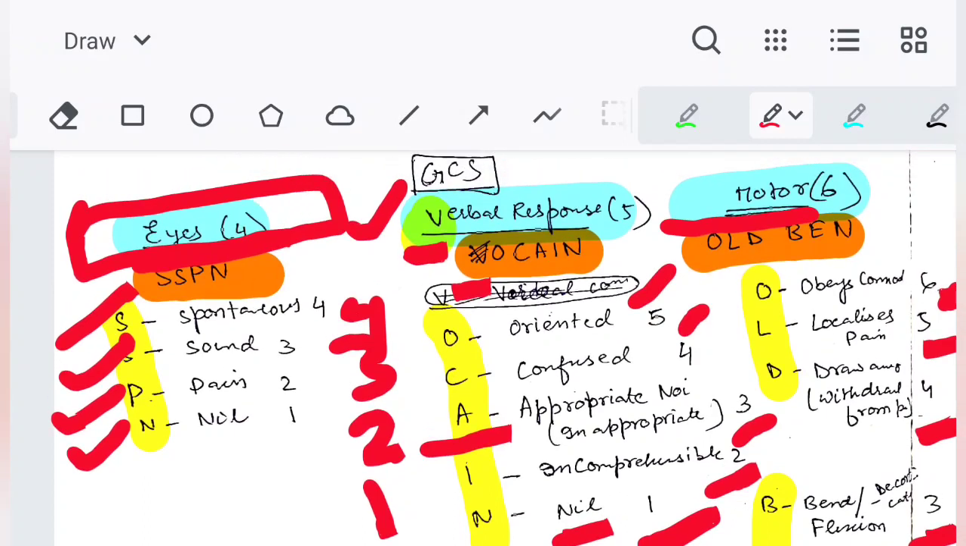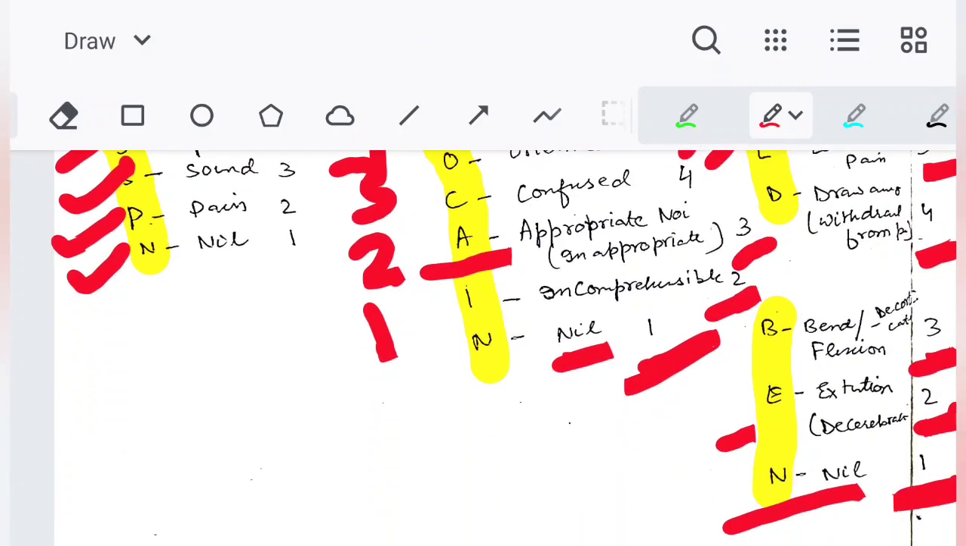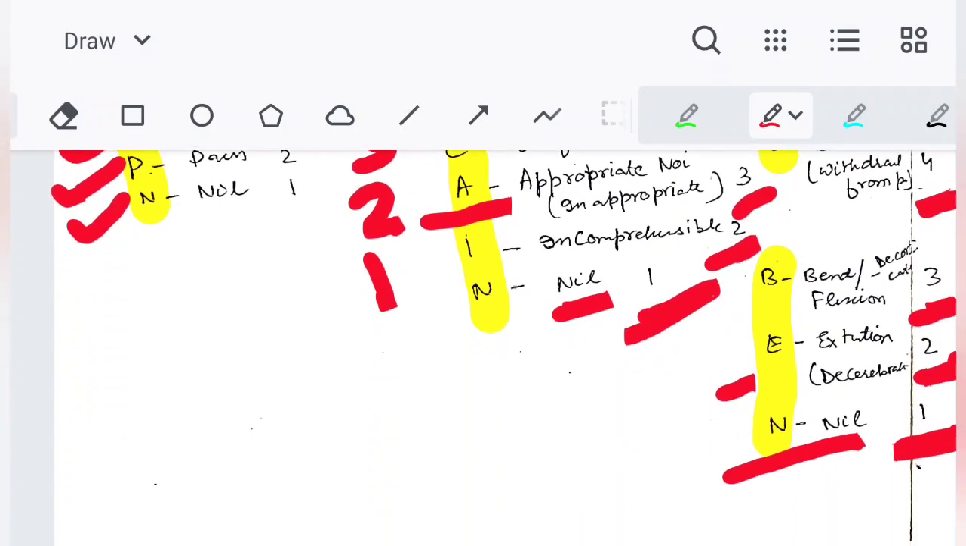So for the motor response, again let's repeat. The mnemonic is OLD BEN. First is O, that is obeys command, 6. L is for localizes pain, that is 5. D is withdraws from pain, that is 4. Then comes B, bends or flexion, that is 3. E is for extension, that is a score of 2. Then N is for nil, that is a score of 1.